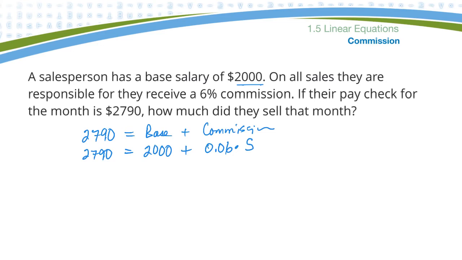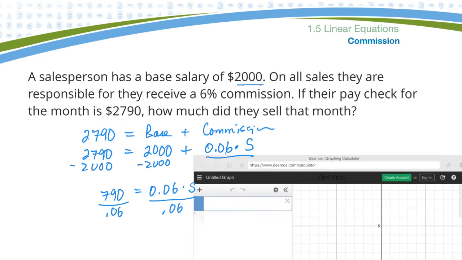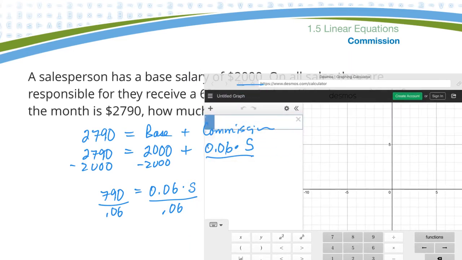So to solve it, I want to isolate S, so I'm going to subtract 2,000 on each side. So I'll get 790 is equal to 0.06 times S. And now I'll divide both sides by 0.06. Okay, calculator. Hopefully this will work.